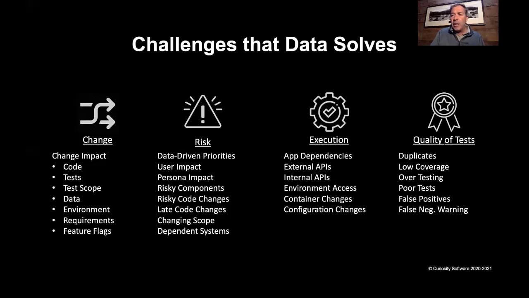When you look at execution, this is really critical because this is, I think, where we really get burned in terms of executing tests. We need to understand the application dependencies, whether they're internal or external APIs. Notifications of changes in those dependencies are critical for executing what we need to execute day in and day out with our tests. Environment access, container changes. This is really config changes within the environment itself. If somebody comes in and explodes your environment, you're going to want to know about it. You usually find out about it when you begin your testing activity, and that's way too late.